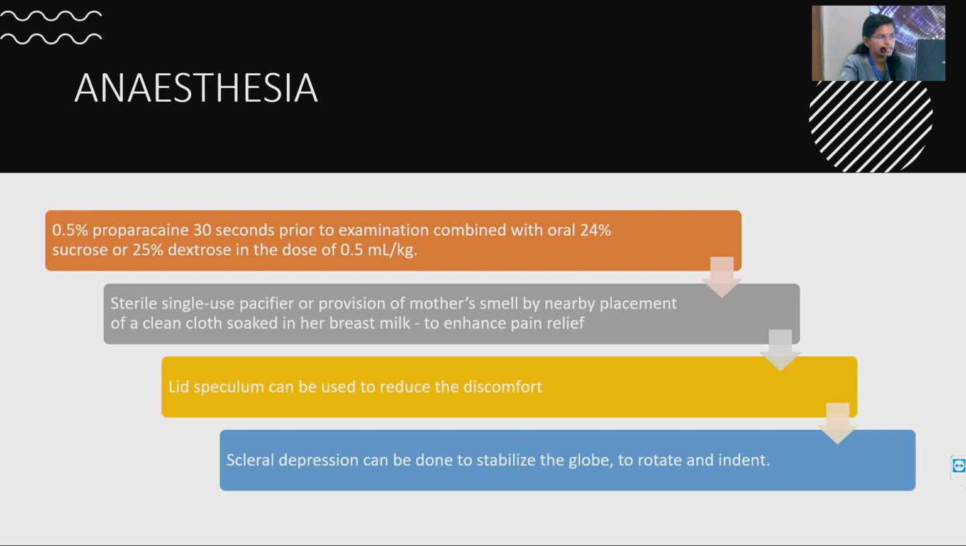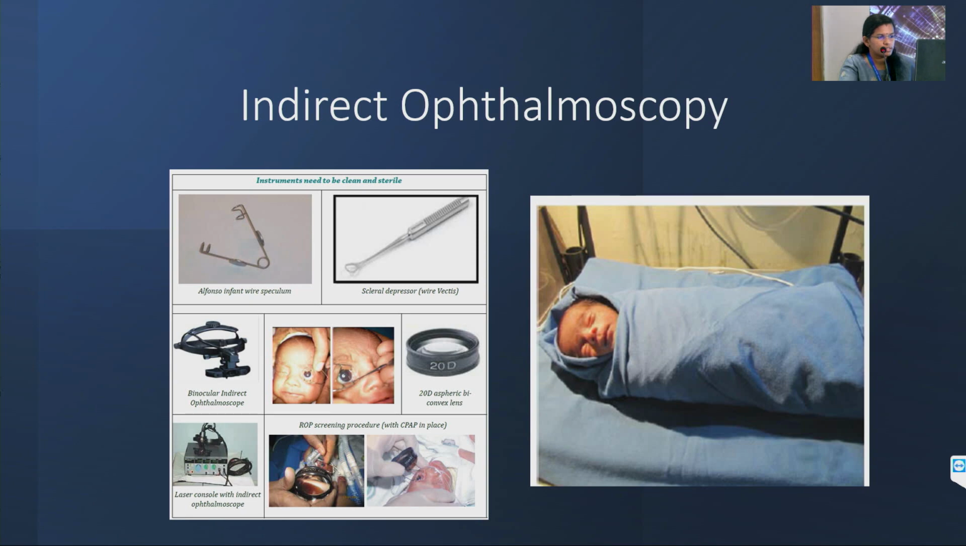Other sterile single-use pacifiers can be used, along with a lid speculum to reduce the discomfort, and scleral depression to stabilize the globe, to rotate and indent the globe. This is the gold standard method of indirect ophthalmoscopy. The baby should be properly wrapped and the indirect screening should be done.